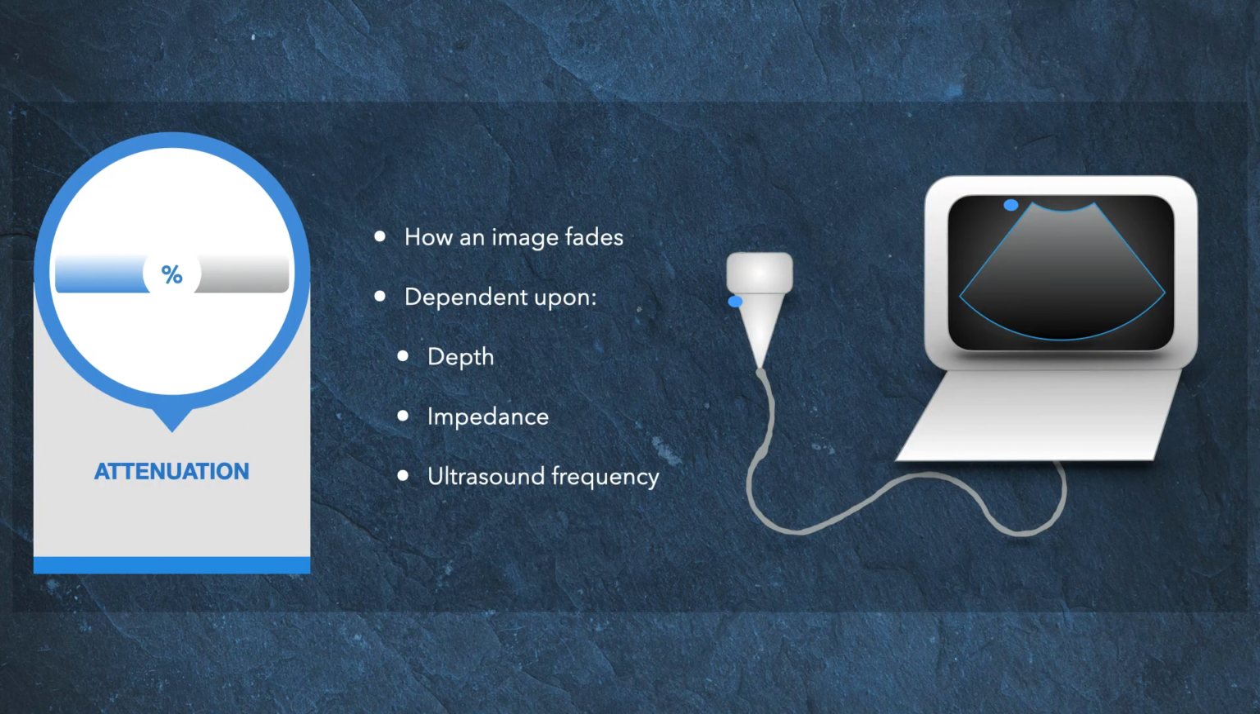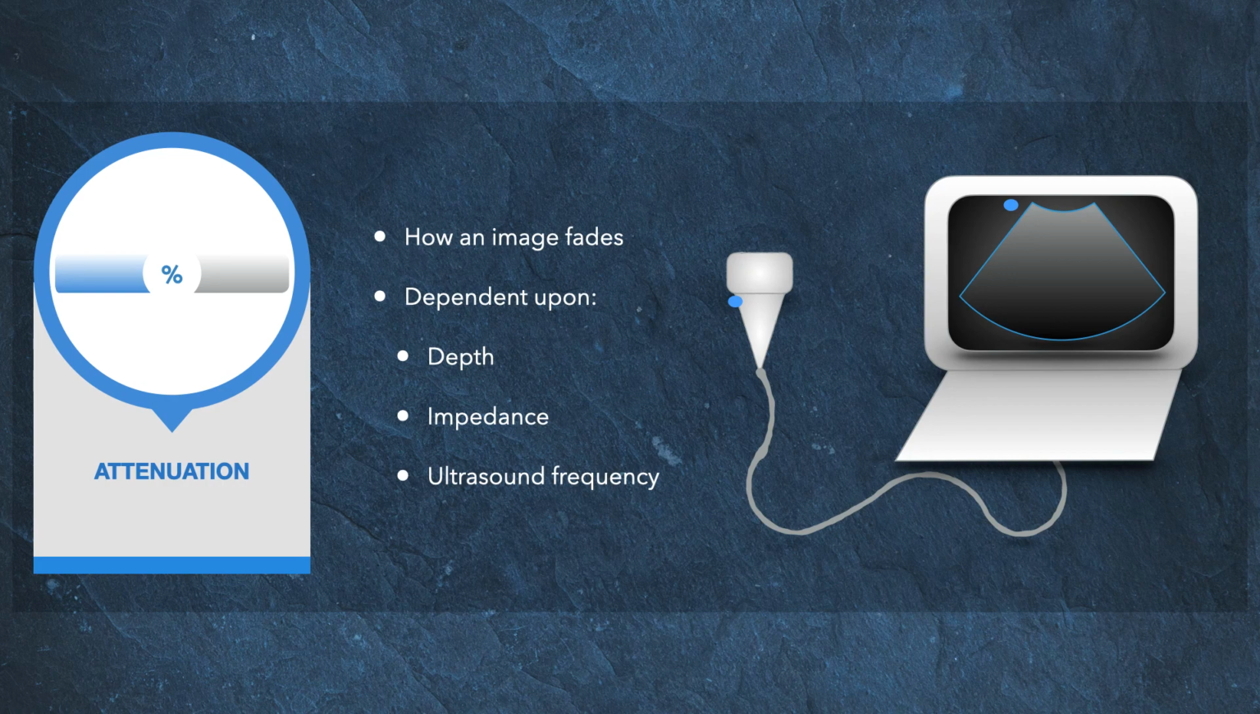Attenuation describes what happens to sound waves as they enter the patient's body and interact with different structures of different densities. This is an important concept to understand because there will be some modifications you can adjust on the machine to accommodate for attenuation, particularly if it is hindering your visualization of key anatomy.